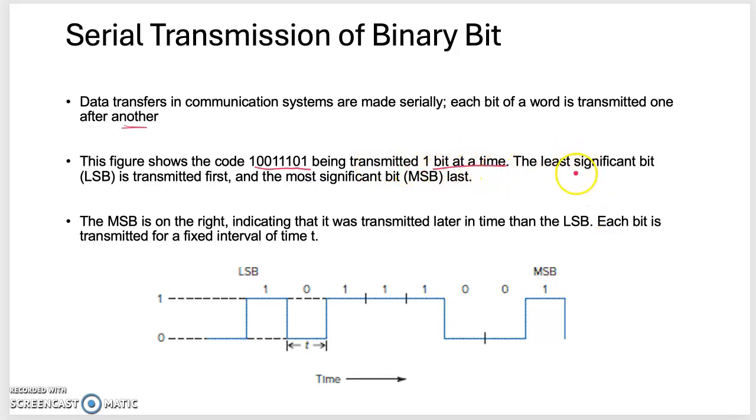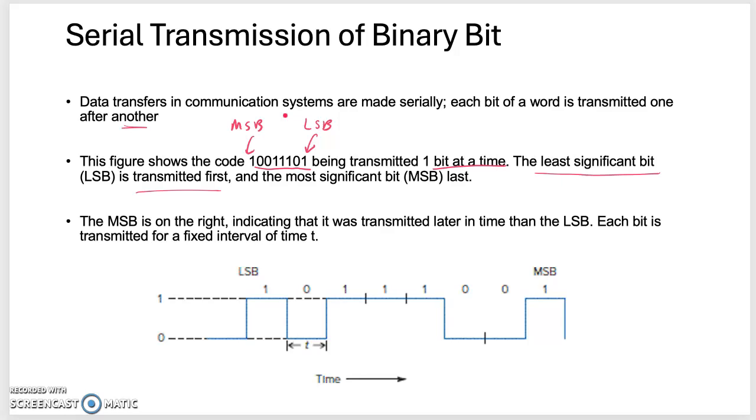Here, how it does this is that the least significant bit is transmitted first. Now what is the least significant bit? This is going to be our least significant bit, the one on the far right. And this is going to be our most significant bit. What does it mean when we talk about most significant bit and least significant bit?